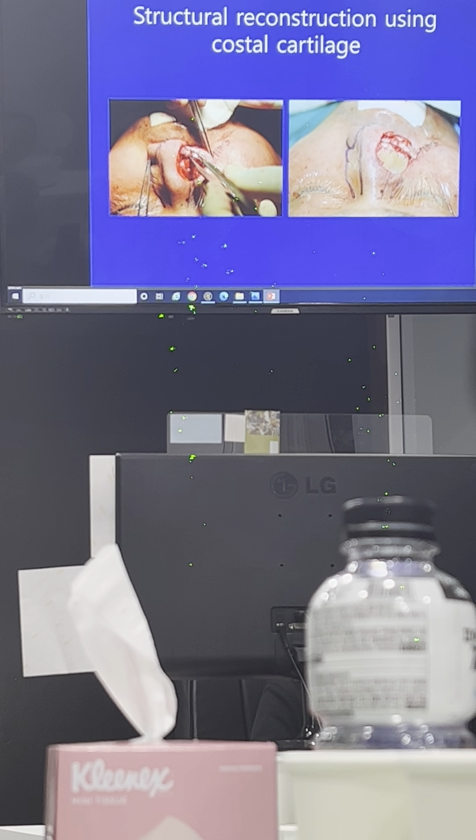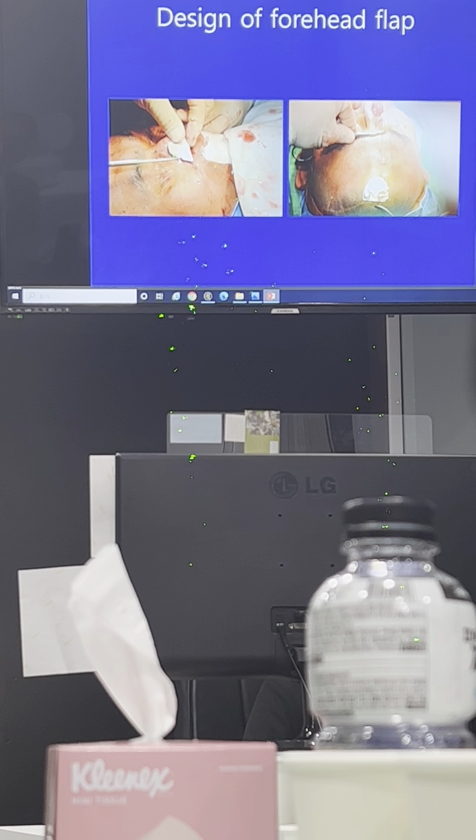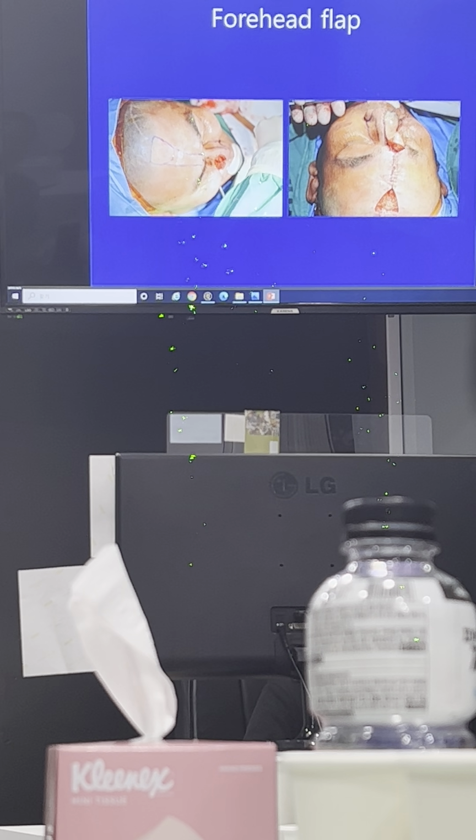And then I reconstruct the lower lateral cartilage and upper lateral cartilage using costal cartilage. This is the costal cartilage. And then there is still a defect here, at the dorsum. I cover this defect using a forehead flap. I design the forehead flap here. I rotate the skin to the nose. Can you see? This is the design of the forehead flap.